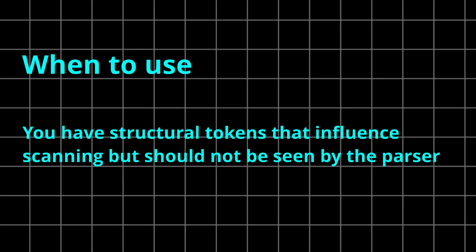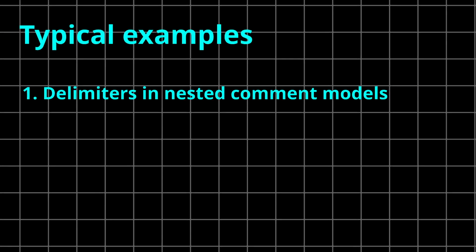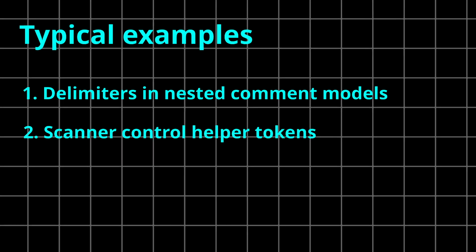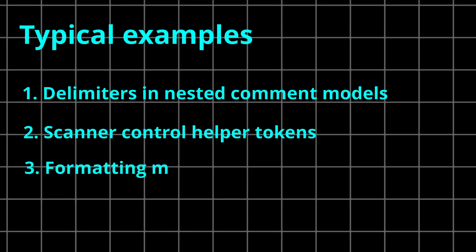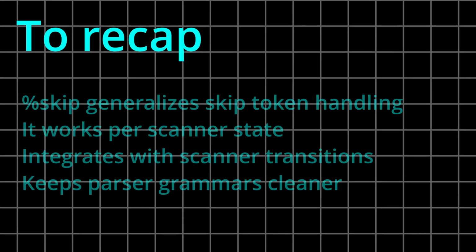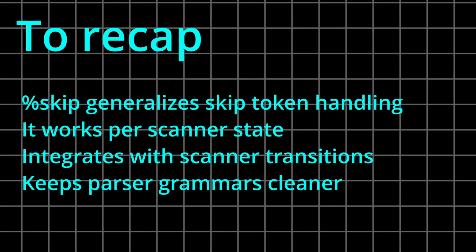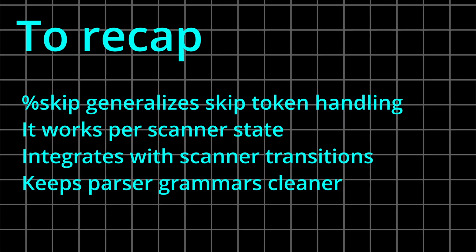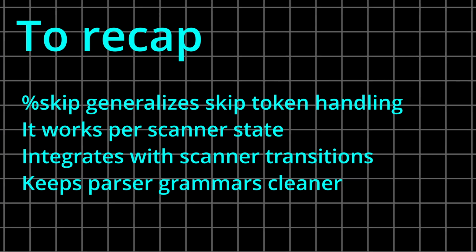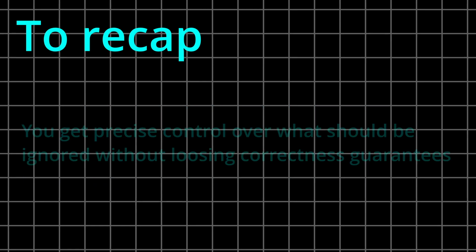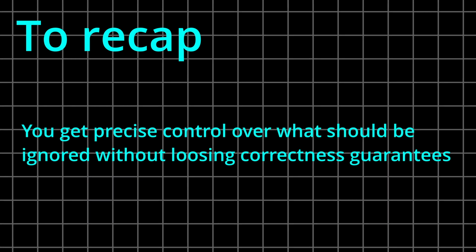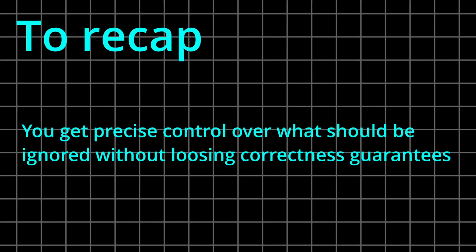Use %skip when you have structural tokens that should influence scanning, but should not appear as parser-level noise. Typical examples are comment delimiters in nested comment models, scanner control helper tokens, formatting markers that are syntactically irrelevant for parsing. So to recap, in Parol 4.5, %skip generalizes skip token handling. It works per scanner state, integrates with scanner transitions, and keeps parser grammars cleaner. Most importantly, it gives you precise control over what should be ignored without losing correctness guarantees.